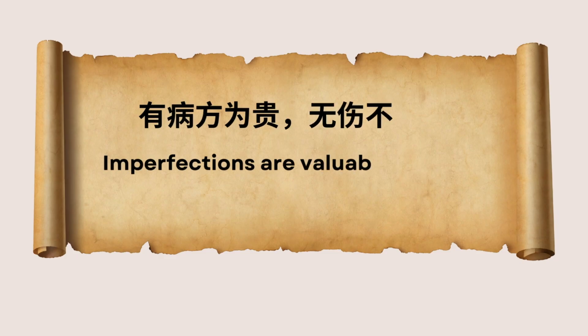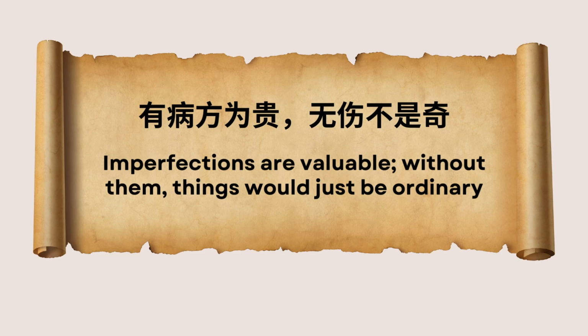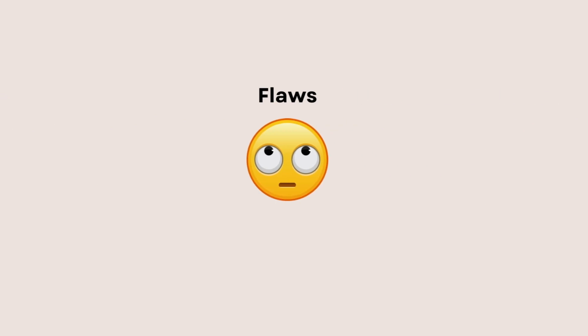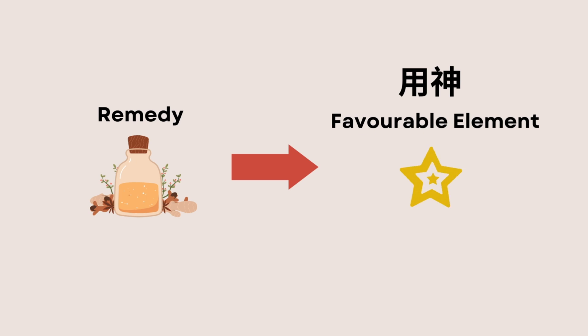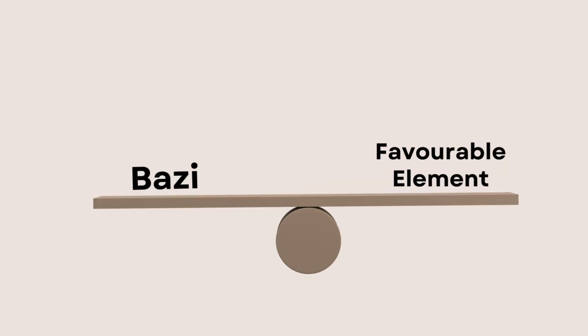No one's Bazi is perfect. There's a popular saying about Bazi: imperfections are valuable. Without them, things would just be ordinary. What it means is that a good Bazi is not one that's flawless, but one that has flaws and can be overcome by remedies. This remedy is known as your favorable element. It's the element that makes your Bazi become more balanced and harmonious.